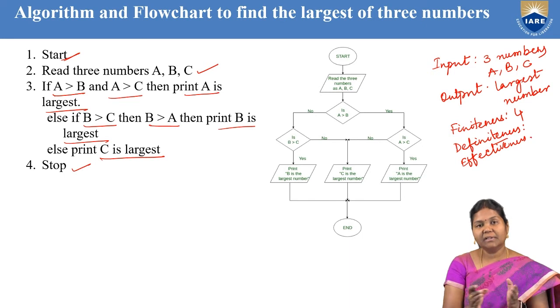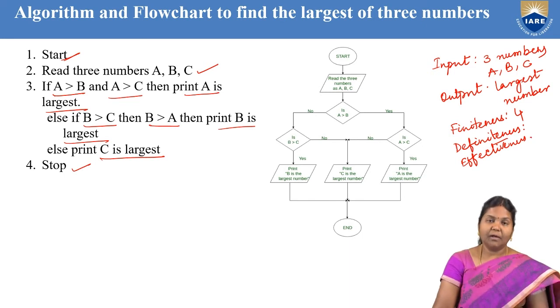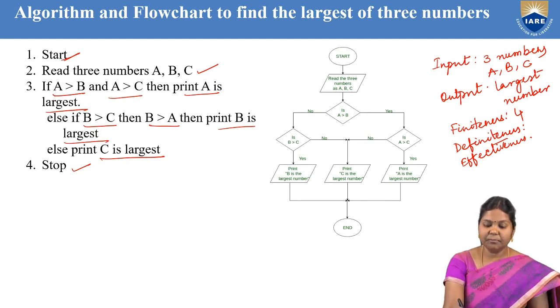Now let us convert this algorithm into a pictorial representation, that is called a flowchart. For drawing a flowchart, we have to use the flowchart symbols. For start we use an oval, and for stop we use an oval. Then we have to read the input, for which we use a parallelogram. After reading these three numbers A, B, C, you have to compare, and for that we use a decision box.